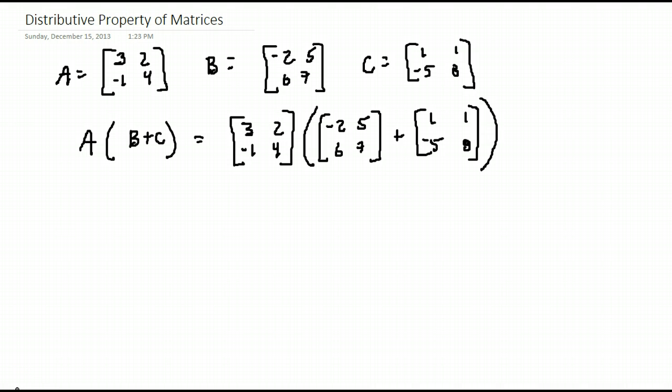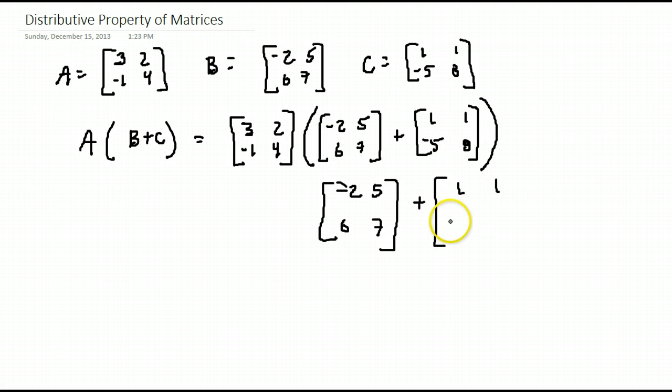So the first thing we're going to do is add these two matrices of B and C together. So let's take care of that first. We have -2 and 5 as our first row, and 6 and 7, plus matrix C, which is 1 and 1 for the first row, and -5 and 3 as our second.